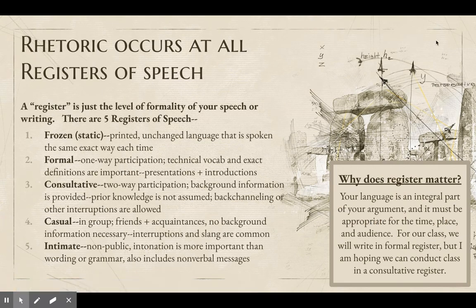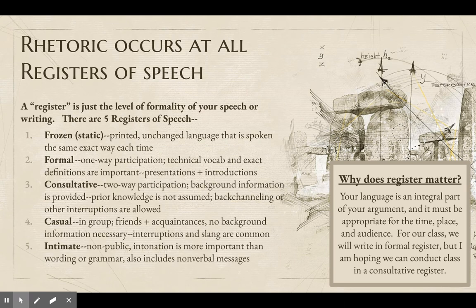So rhetoric occurs at all registers of speech. A register of speech is just the level of formality you're using in your writing or your speaking. So before we talk about that, let's talk about why it even matters. Like, why does register matter? Your language is an integral part of your argument. It must be appropriate for the time, place, and audience. And for our class, we will be writing in formal register.